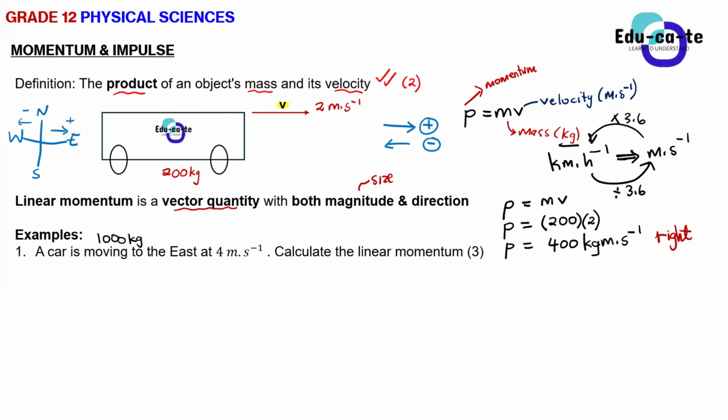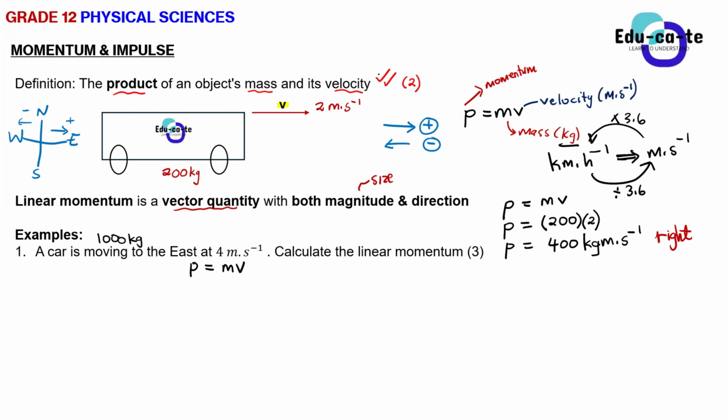4,000 kilograms meters per second to the east. Yes, you include the direction. The moment you just say 4,000 kilograms meters per second alone, that's going to be absolutely wrong. First you write the formula. Remember, you have to follow the steps. You may know the answer, but following the steps is recommended.